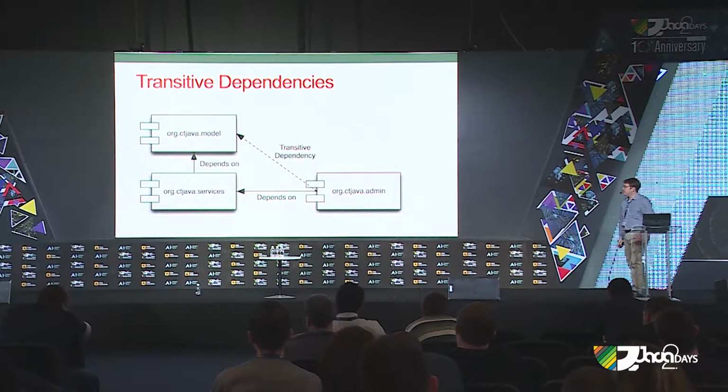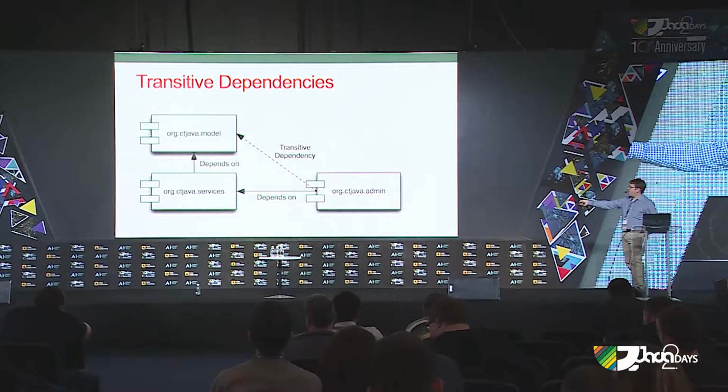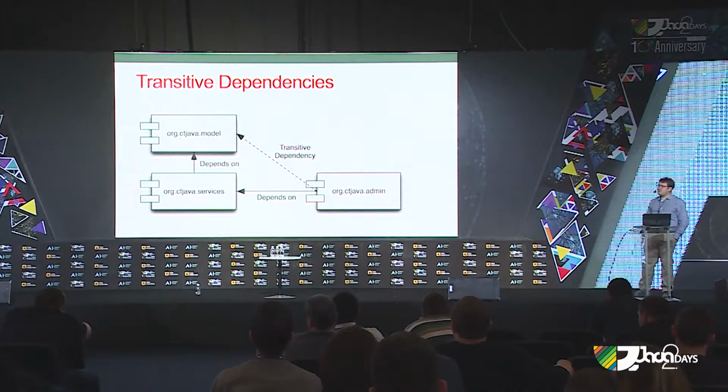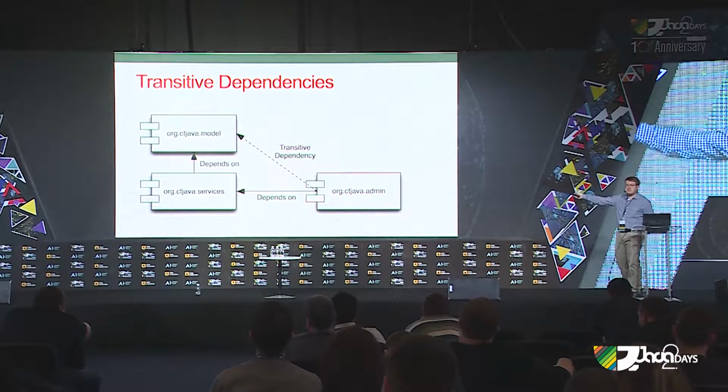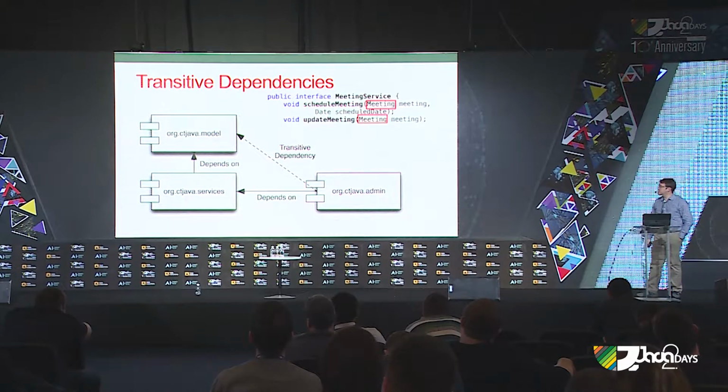Transitive dependencies. In this case here, this is kind of a different way of thinking about code. I have my admin module, which depends upon services, but it has a transitive dependency upon model because methods in services expose some of those classes. This is what I mean by a transitive dependency. And you have to take this into account when you're defining your modules.